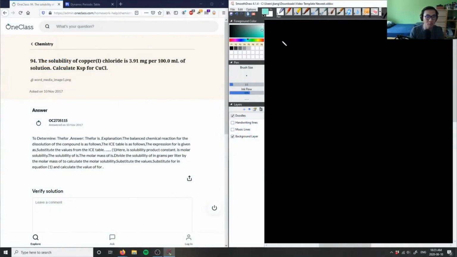Number 3 says the solubility of copper(I) chloride is 3.91 milligrams per 100 milliliters of solution. Calculate the Ksp.